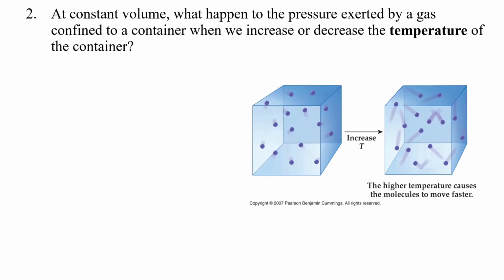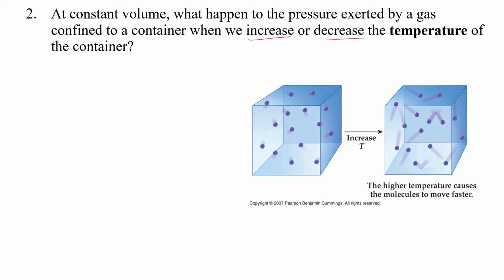The second case that we have is, at constant volume, what happens to the pressure exerted by a gas confined to a container when we increase or decrease the temperature of the container. Remember that temperature is directly related to the kinetic energy of the gas. More temperature means more kinetic energy, and the molecules will be moving with a very high speed, exerting more pressure on the wall of the container.